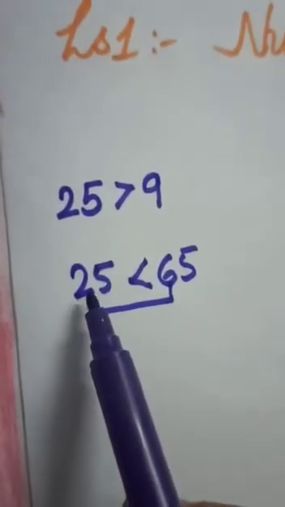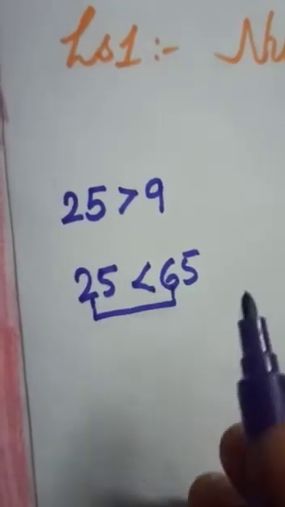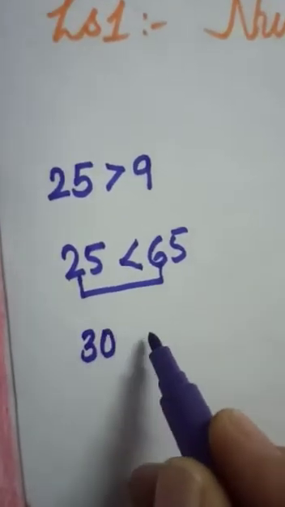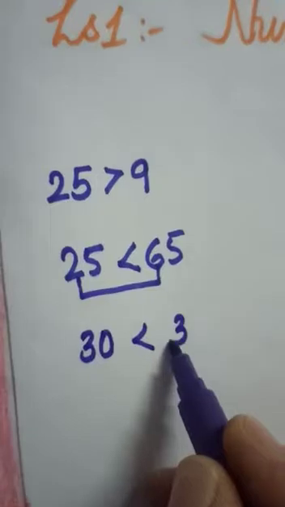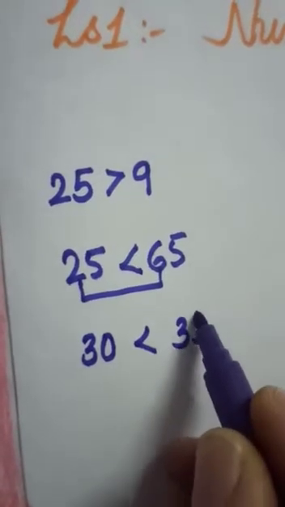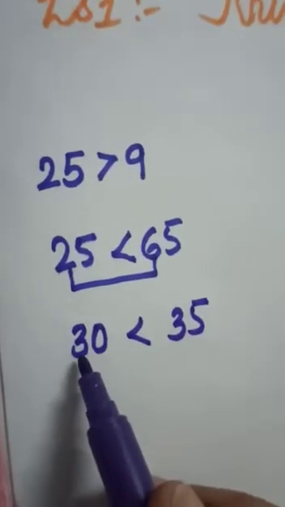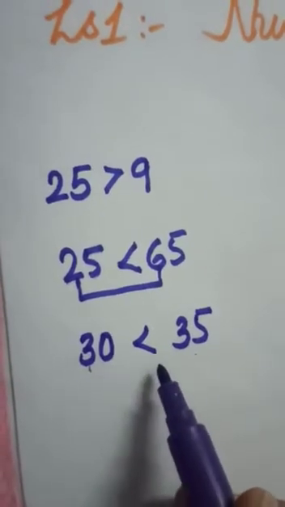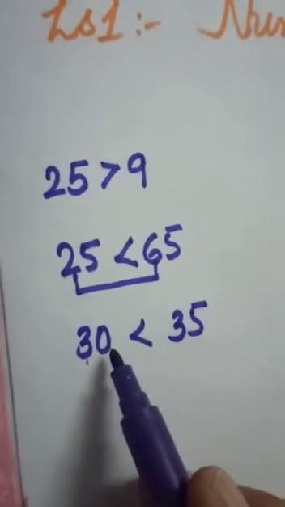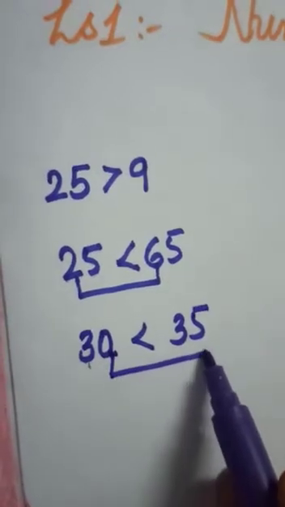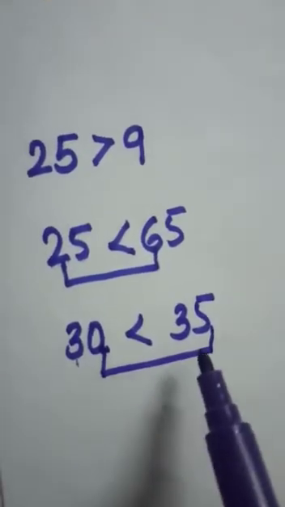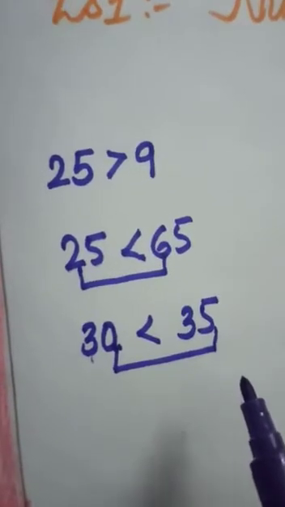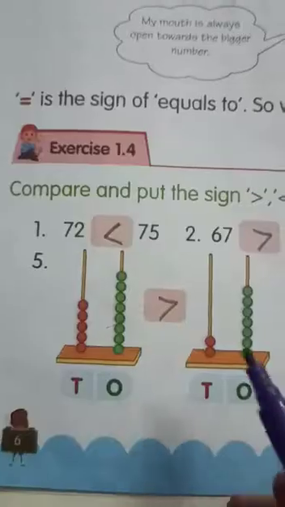Suppose we have the same number on this place. Let's take 30 and 35. If both the numbers are equal on the tens place, then we have to compare the numbers on the ones place. So this 0 is less than 5. So 30 is less than 35. So this is the bigger and smaller.